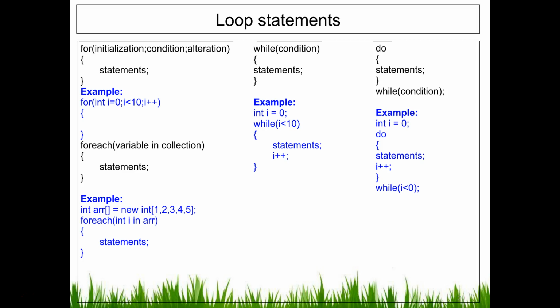And the other is the while condition. The while is: while some condition is true, that is, until some condition is true, execute this set of statements. Otherwise, when that condition is not true, fail it. Okay, so integer i equal to 0, i less than 10, which means 0 is less than 10, execute this statement.